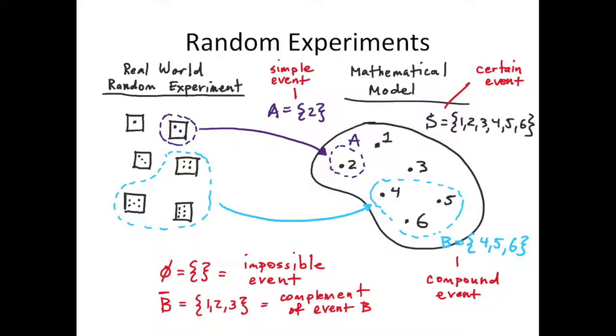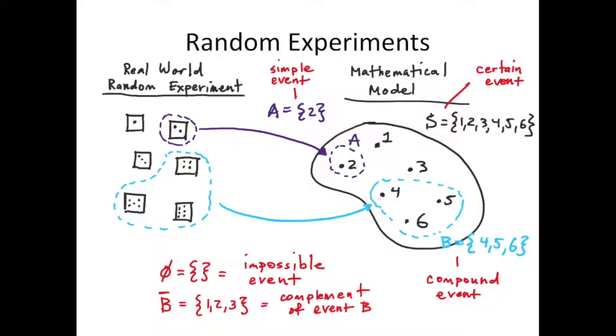Now, in addition to simple and compound events, there's also the certain event. That is the sample space itself, 1, 2, 3, 4, 5, 6. That always occurs. And then there's also the impossible event in the lower left-hand corner. That's the circle with a slash through it, or it's also labeled as empty braces. That's the impossible event. That has no sample points in it. It's impossible because something has to occur on our run of the random experiment.